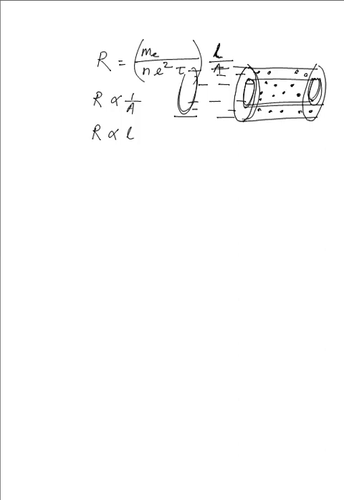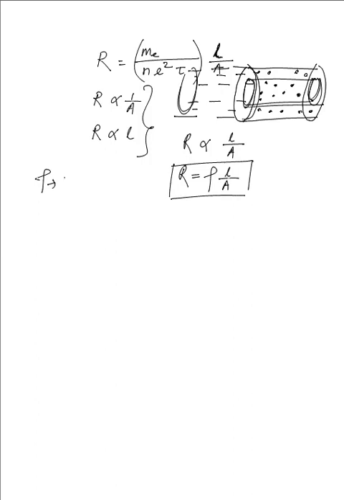So combining these two, what we can say is R is proportional to L divided by A, or we can say that R is equal to some constant, and that constant is taken here as rho into L by A. Now this rho is what we know as the resistivity of the material of the conductor. Resistivity of the material of the conductor.